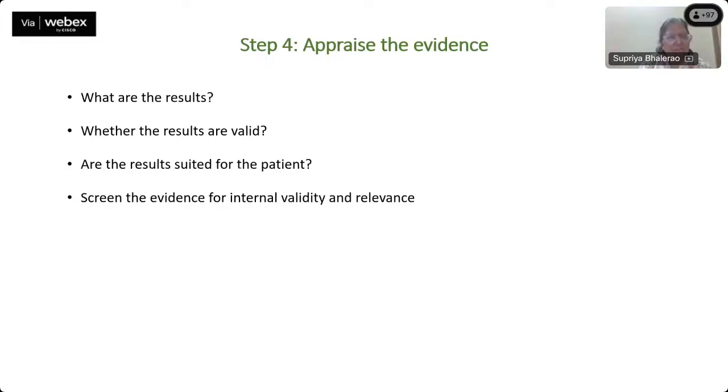And you will try to find out whether these are genuine or not genuine. And lastly, you will see whether the results are suited for the patient who is sitting in front of you. There may be anything written in the results and discussion part, but whether it is suitable to the patient who is sitting next to you, that is something you will think about.